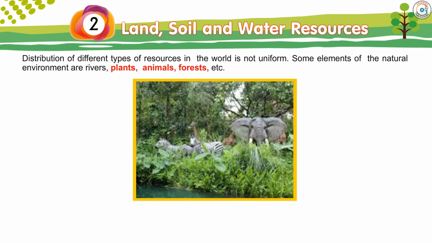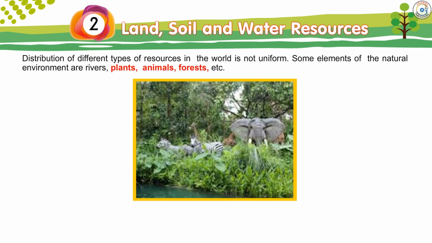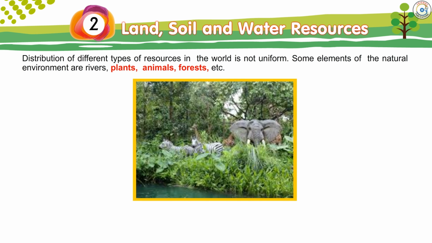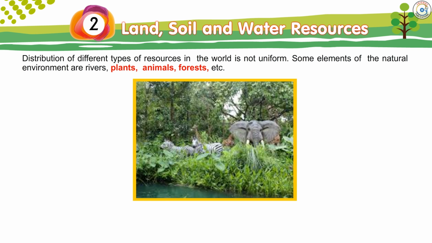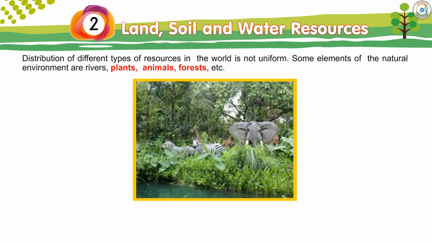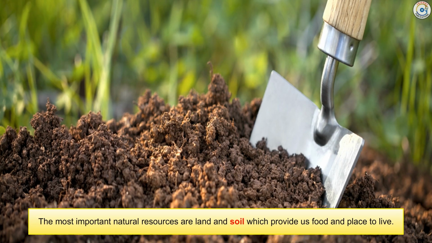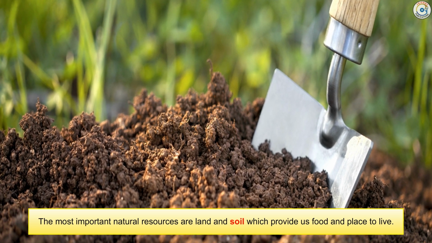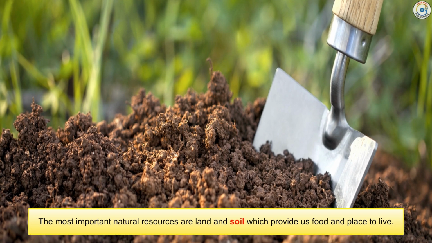Distribution of different types of resources in the world is not uniform. Some elements of the natural environment are rivers, plants, animals, forests, etc. The most important natural resources are land and soil, which provide us food and place to live.